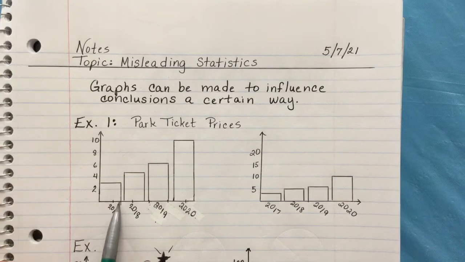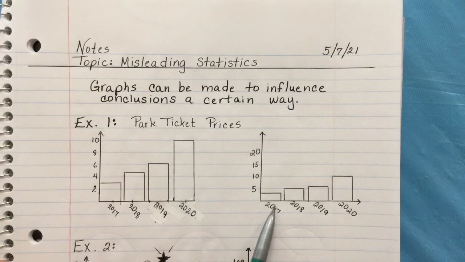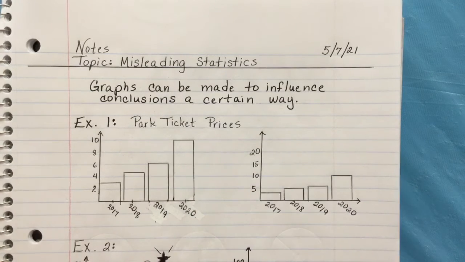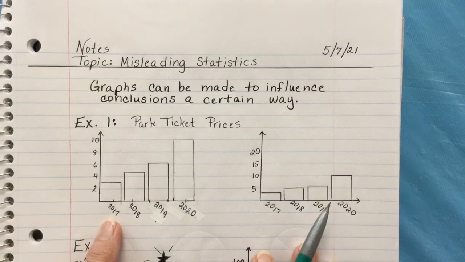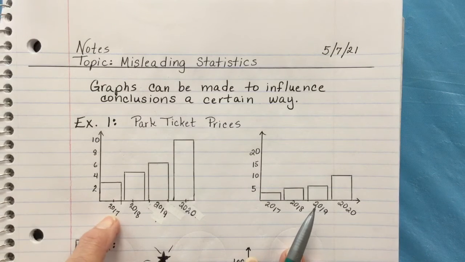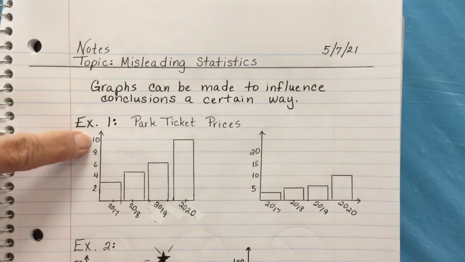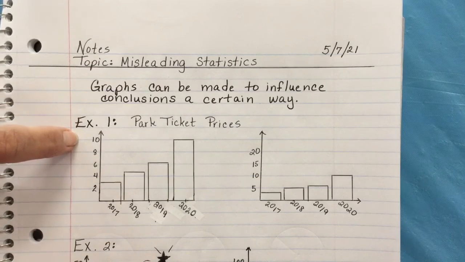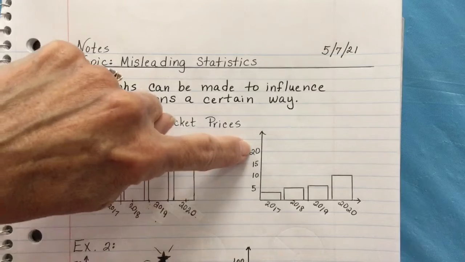See, in 2017 it was at 3, 2017 at 3. 2020 it was at 10, 2020 still at 10. So the data is not different. They didn't change the data. But what they changed is the scale on the y-axis. This one goes by 2s, whereas this one goes by 5s.